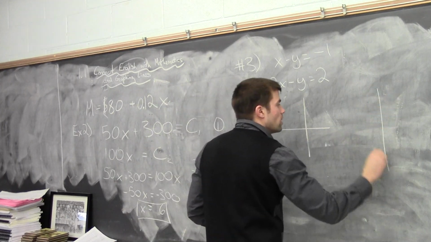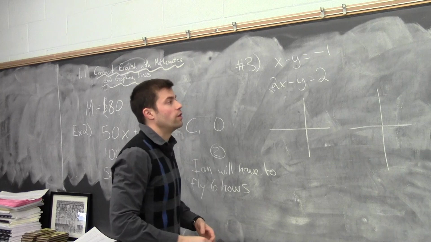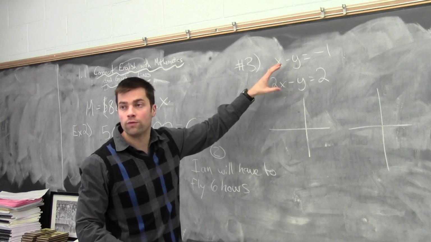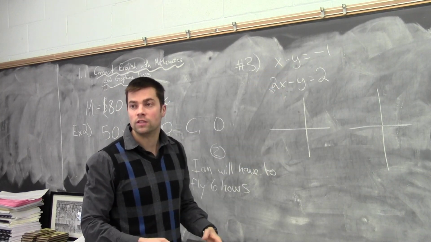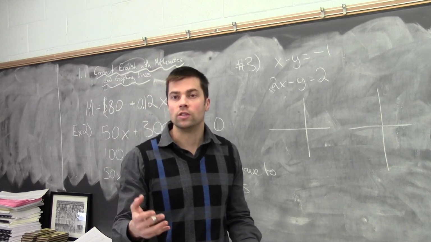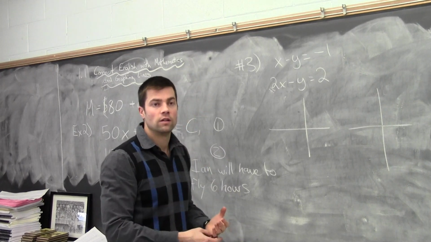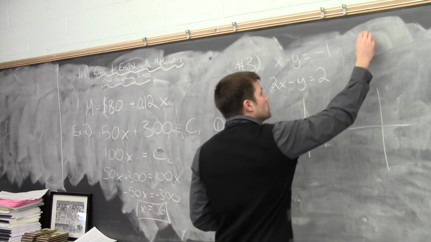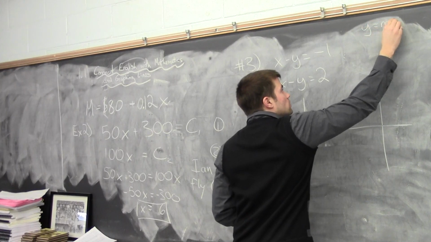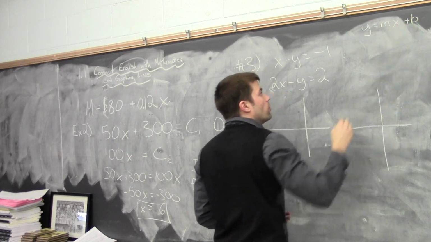Okay, so I can do that pretty quickly, and the way I do that is I put both of these formulas into the standard equation for a line, which is, okay, y equals mx plus b. Good, y equals mx plus b. So that is our standard formula for a line.